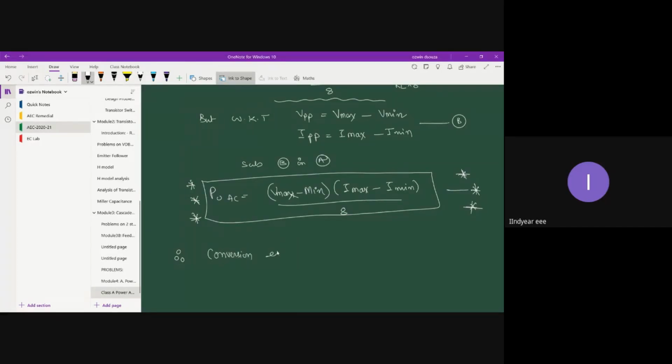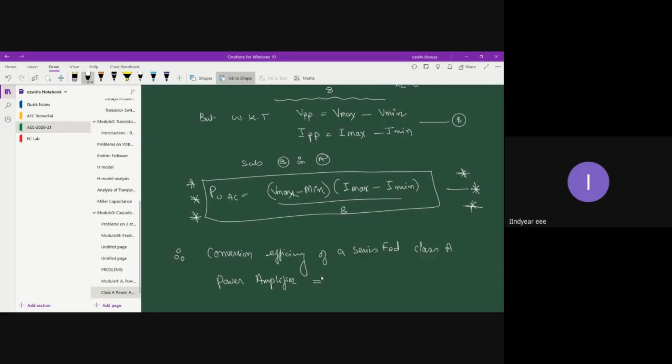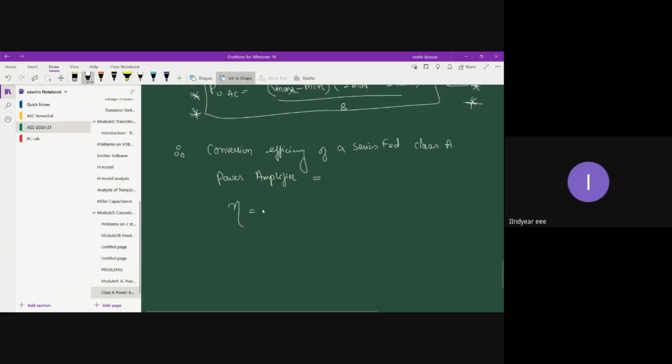Therefore, the conversion efficiency of a series fed class A power amplifier is equal to, eta is equal to P naught AC, that is the power output, divided by power input, right? So what is P naught AC?